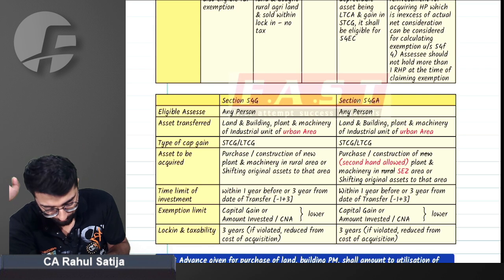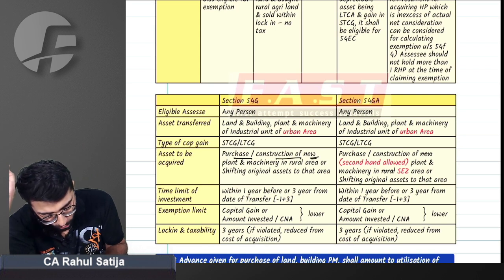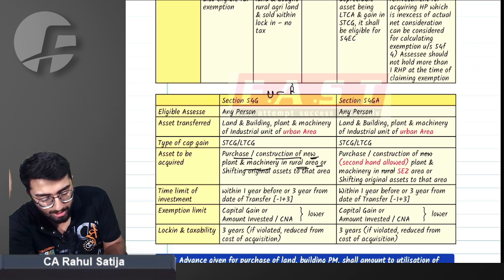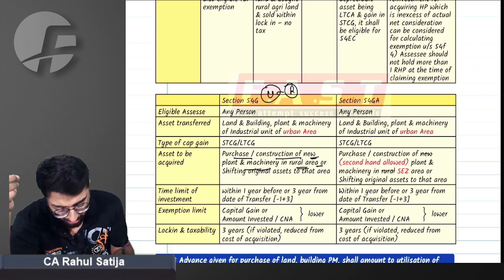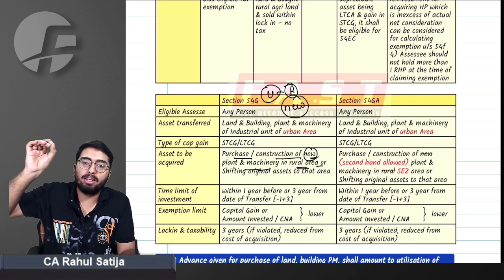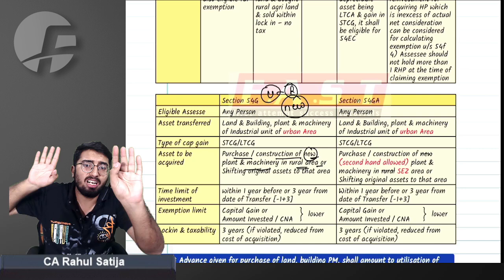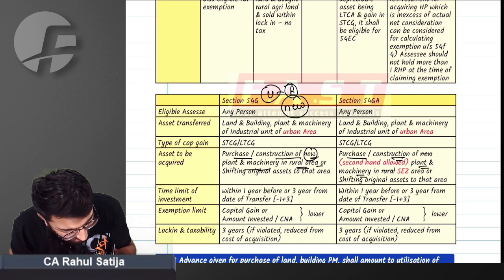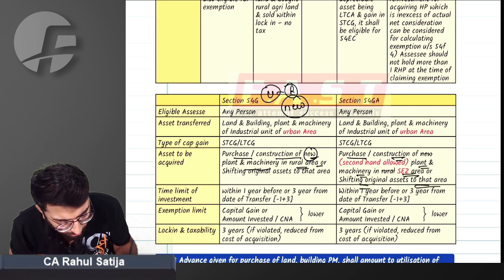Sir, what does it say? Purchase or construction of new plant and machinery in rural area. It says from urban to rural you have to go and buy new plant and machinery. Whereas section 50GA says purchase or construction of plant and machinery in SEZ area, or shifting to SEZ area.